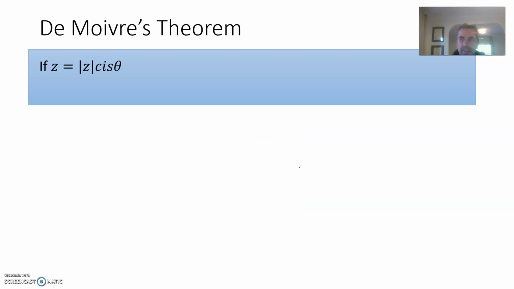It says that if z is mod z cis theta, then z to some power n is equal to the modulus of z to the power of n, and then cis, and the argument will be n times whatever theta value you started with. So it's really quite a nifty theorem because suddenly we can raise complex numbers to powers.